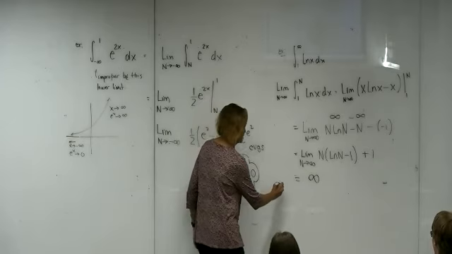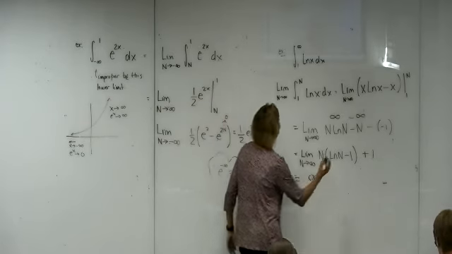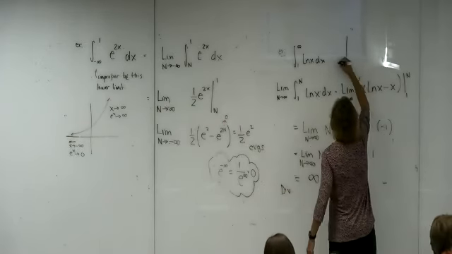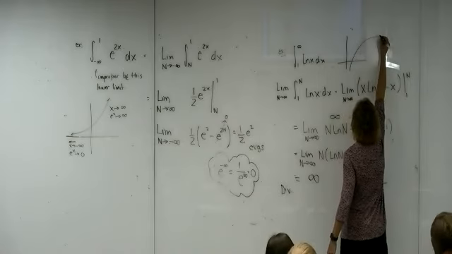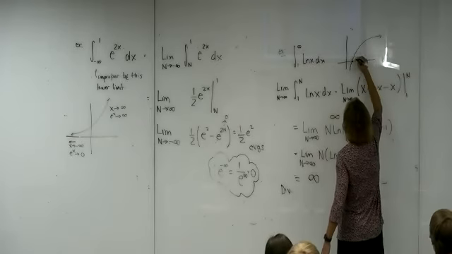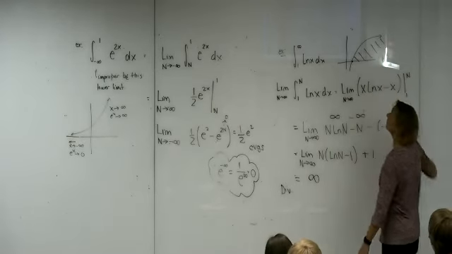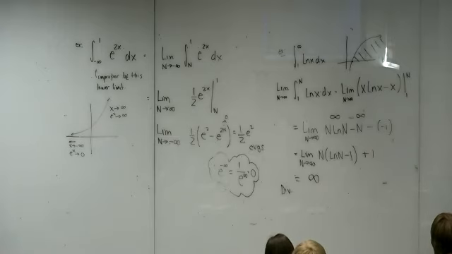So this integral diverges. So again, you need asymptotic behavior. What this is showing you is that this area is infinite. Well, duh. Right? You needed to start hugging things real tight.